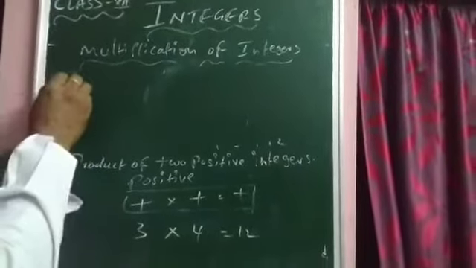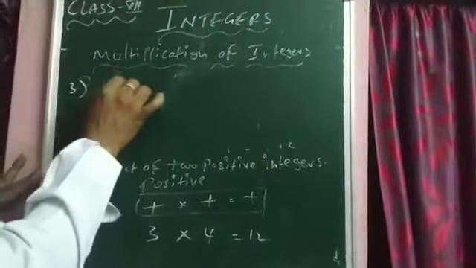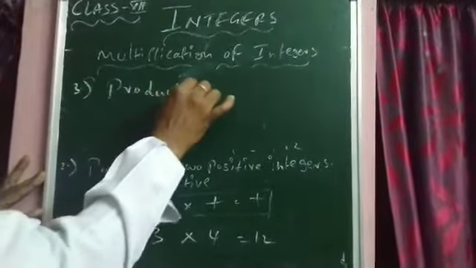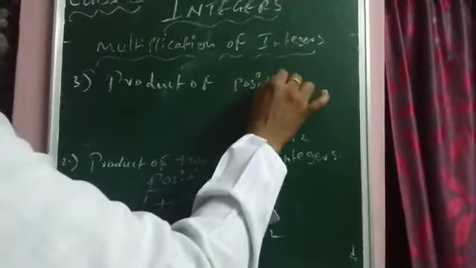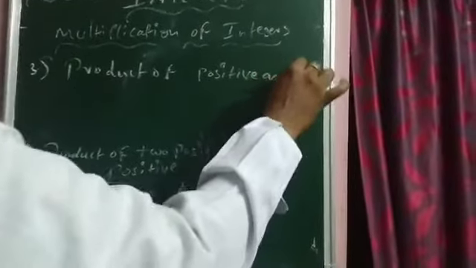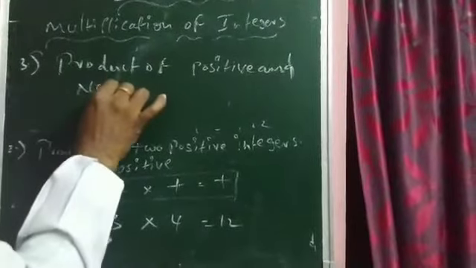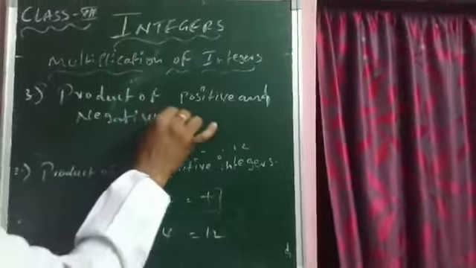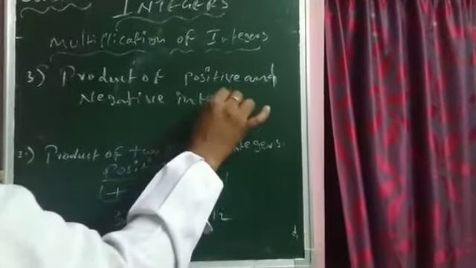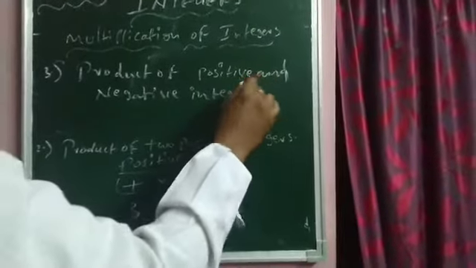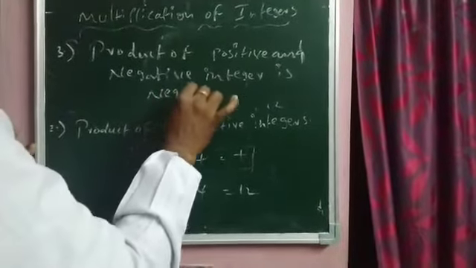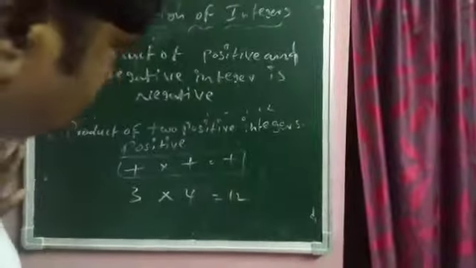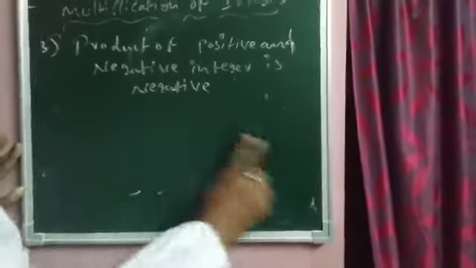Again, when you are observing, the third point: the product of a positive and a negative integer is negative. Anytime you multiply a positive and a negative, the answer is negative.